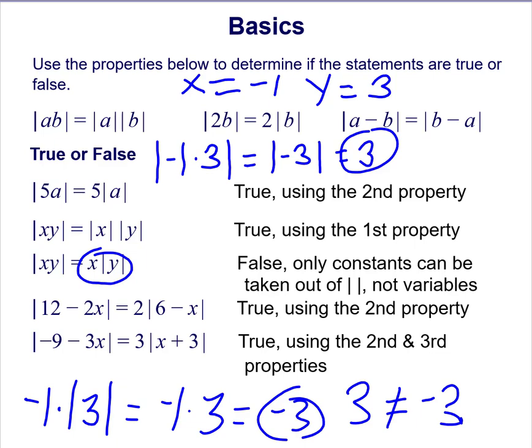The other two are also true. This is true because we're using the second property. And the second property here is I factored out a 2, and b is represented in this case by an algebraic term, 6 minus x. So if I take 12 divided by 2, that gives me 6. 2x divided by 2 leaves me with just x. And I take the absolute value of 2, that leaves me positive 2. So the absolute value of 12 minus 2x is equal to 2 times the absolute value of 6 minus x. This last one is true because we're using the second and third property together. Let's analyze this one more in depth.